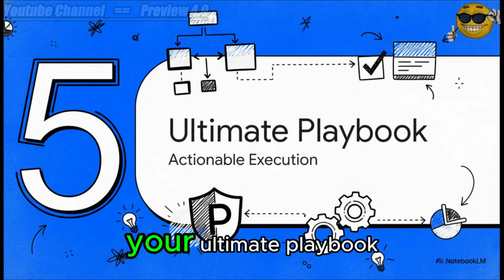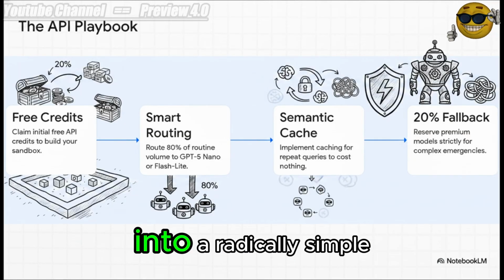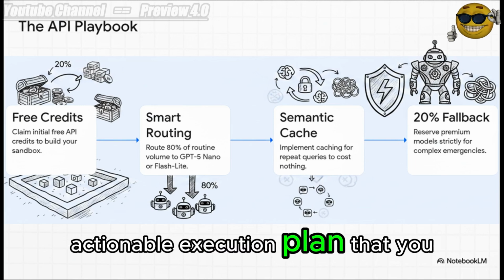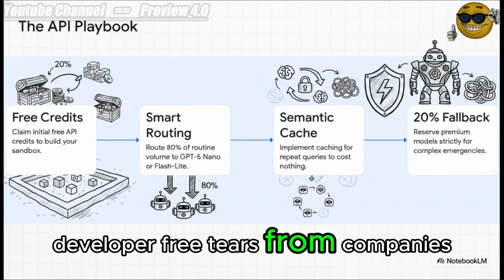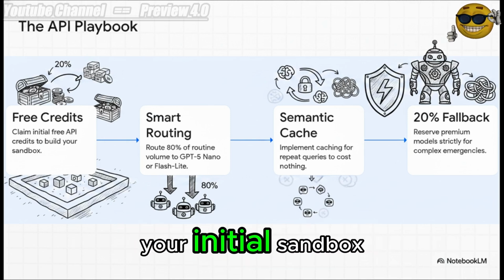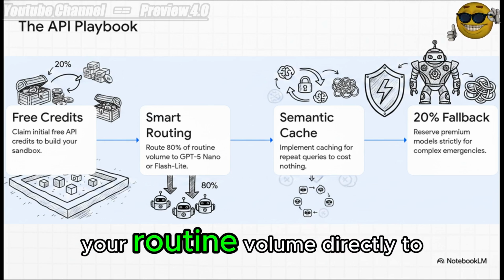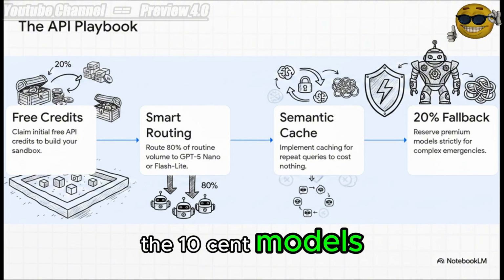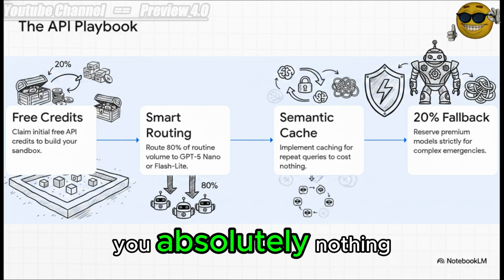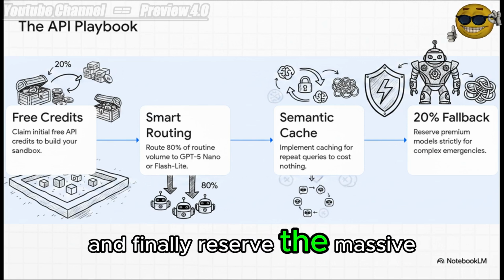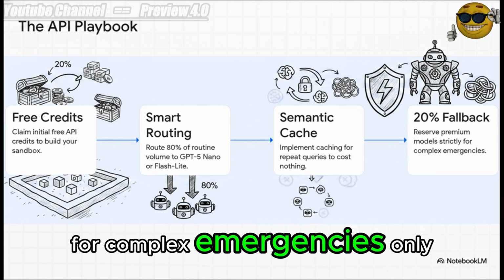Finally, part 5, your ultimate playbook. It is time to consolidate all these dense concepts into a radically simple, actionable execution plan that you can implement today. Step 1, harvest those generous developer free tiers from companies like OpenAI and Google to build your initial sandbox. Next, logically route about 80% of your heavy lifting, your routine volume, directly to the 10-cent models. Third, forcefully implement semantic caching so your repeat queries cost you absolutely nothing. And finally, reserve the massive, expensive premium models strictly as a 20% fallback for complex emergencies only.